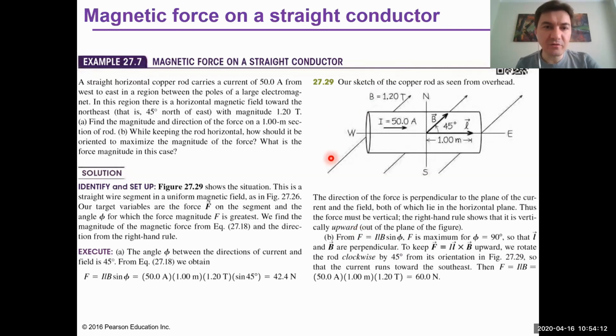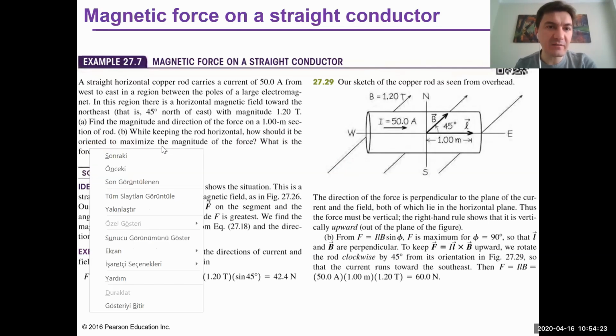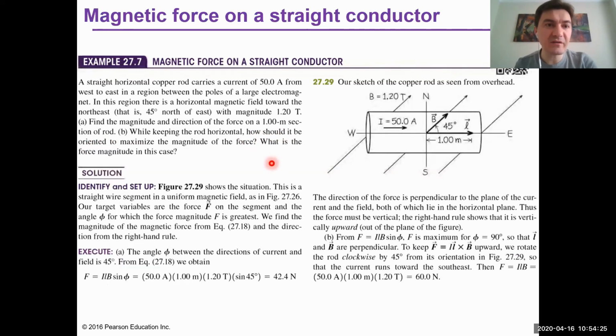So now the second question. What was the second question? While keeping the rod horizontal, okay, how should it be oriented to maximize the magnitude of the force? What is the force magnitude in this case? We would like to increase the force. If you would like to increase the force, you have to manipulate the phi because current, L, B are constant, okay? So you can manipulate the phi, so you can rotate that wire in that direction like this, okay?